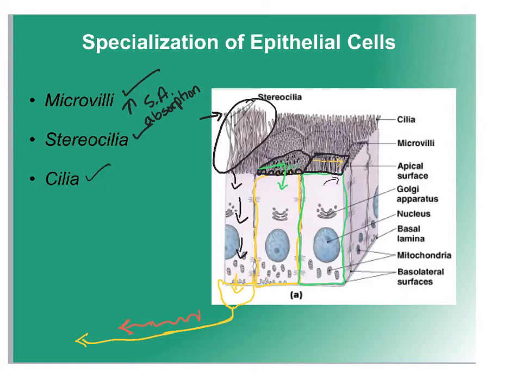So these stereocilia would get bent. That causes an internal change inside the cell. That internal change inside the epithelial cell then causes a change inside the nerve cell. And then the nerve cell kind of fires off this electrical signal back to the brain. So stereocilia are going to be found on sensory types of cells, like the cells in your inner ear.